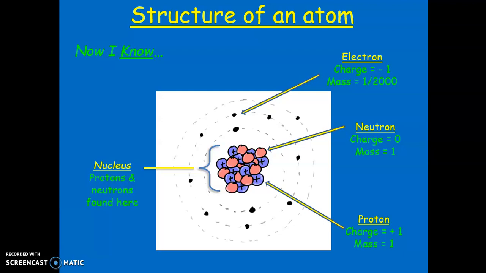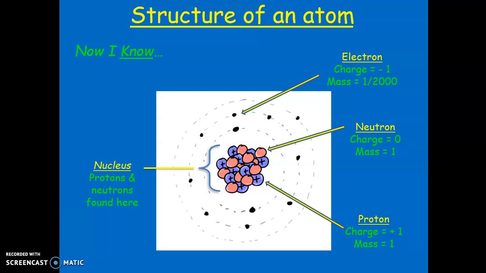Then we have a neutron. Neutron is found in the nucleus, the center part of the atom. Neutrons are neutral. Clues in the name there. That means they're uncharged. They have 0 charge. They have a relative mass of 1. Protons, also found in the nucleus, have a positive charge. They cancel out the charge of the electron. Remember, electrons were -1, protons are +1. Protons also have a relative mass of 1.